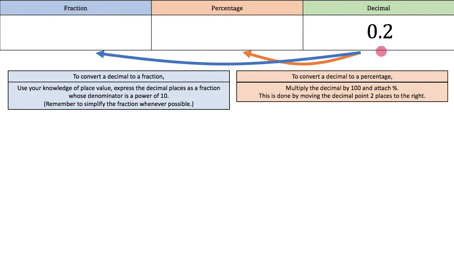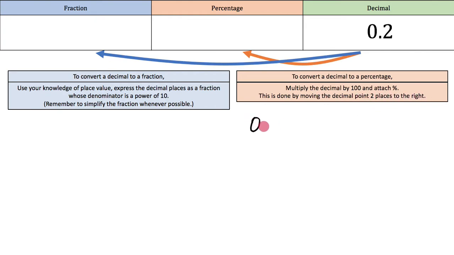So let's begin by looking at 0.2. How could we turn 0.2 into a percentage? Well, the way that we do that is simply convert a decimal to a percentage, multiply the decimal by 100 and attach a percentage sign. So this is done by moving the decimal 2 places to the right. So we could write this down here.